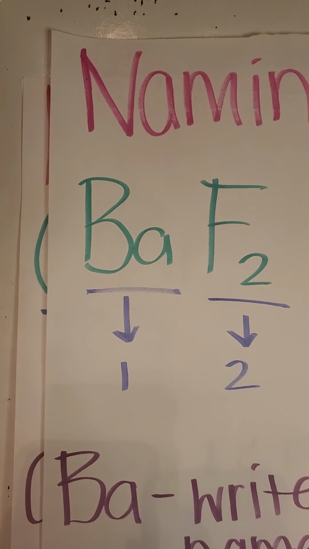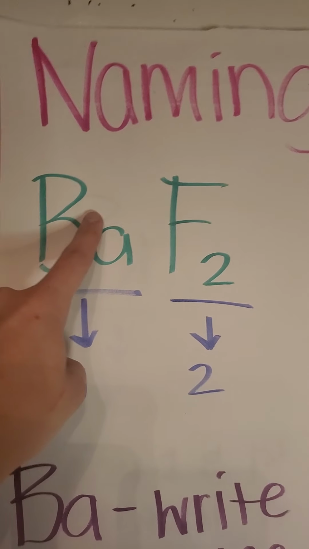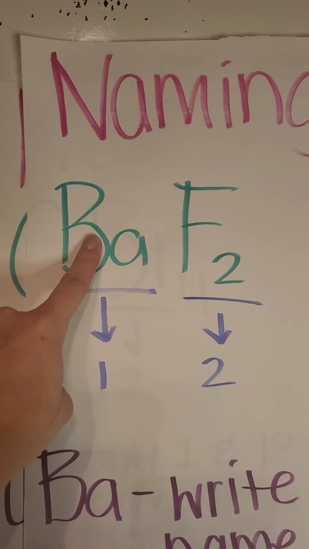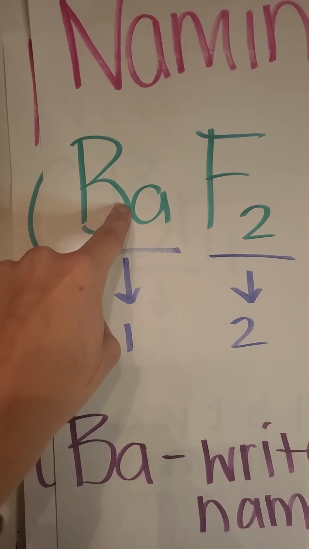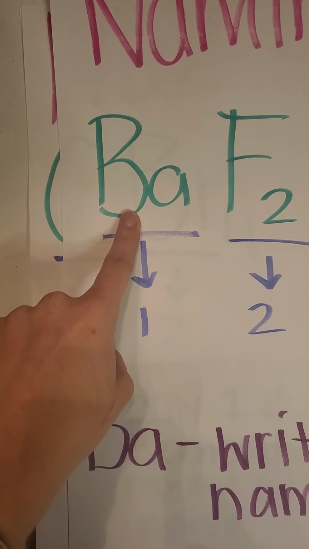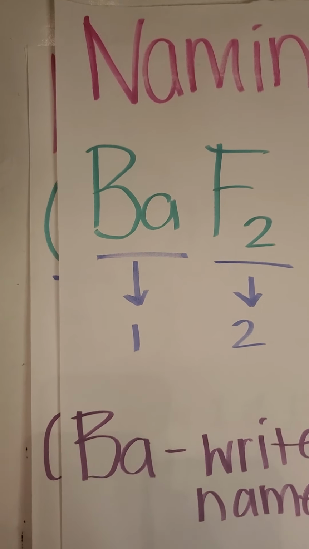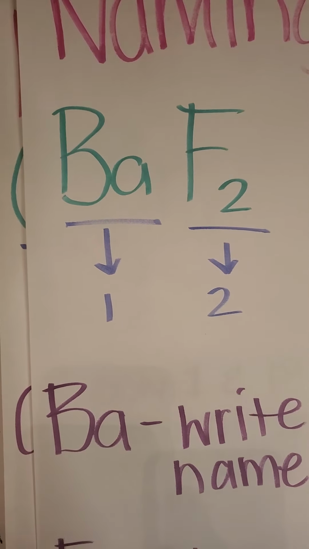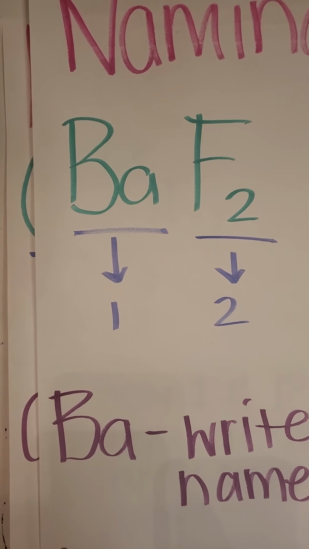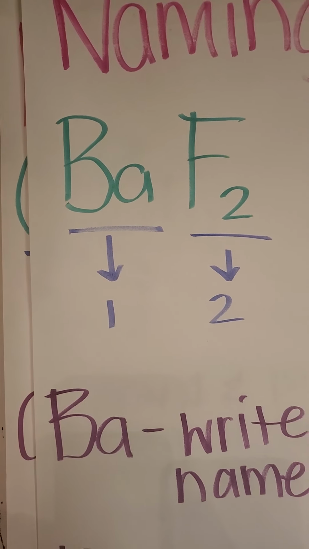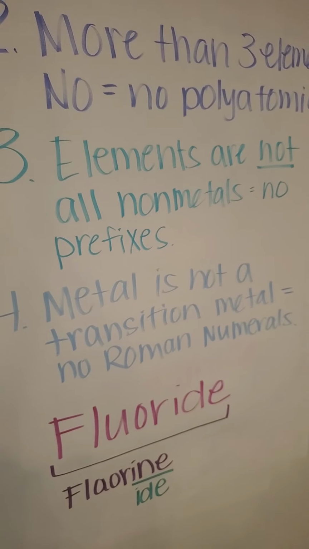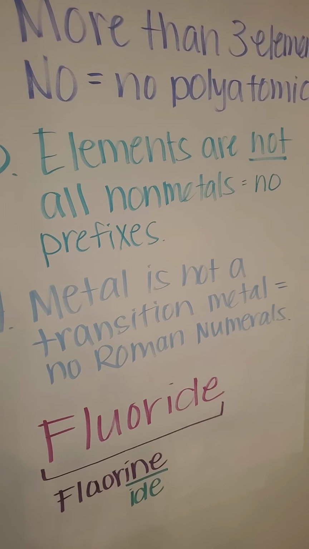Okay, question 4 that we're going to ask ourselves is, the metal, okay, so metals are always the first ones, is the metal a transition metal? So is it in groups 3 through 12? The answer is no, barium is not. So we do not need Roman numerals. Okay, no Roman numerals for this one.